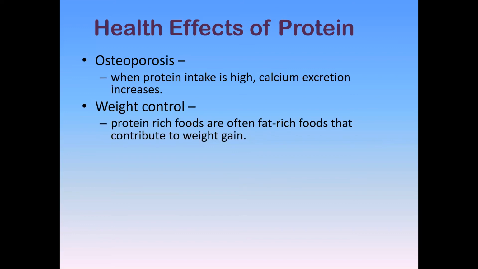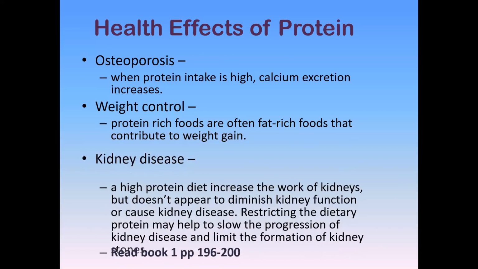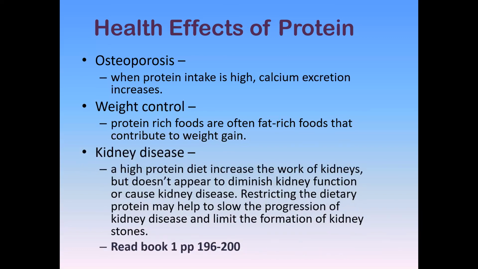For weight control, it's always better to rely on plant-rich protein, because protein-rich foods are often fat-rich foods when they are consumed from animal sources, so they can contribute to weight gain. As for kidney diseases, when the person is susceptible to kidney disease, like having some impairment in kidney function, restricting the protein may help to slow the progression of kidney disease and limit the formation of kidney stones.